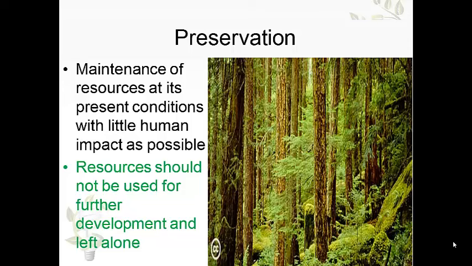Another way to look at sustainable development is through preservation. That basically says humans should not use nature for themselves, that resources should be left alone and development stopped, no more. Preserve everything that's left, perhaps an extreme to conservation.